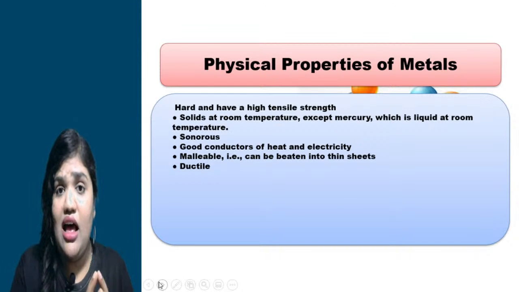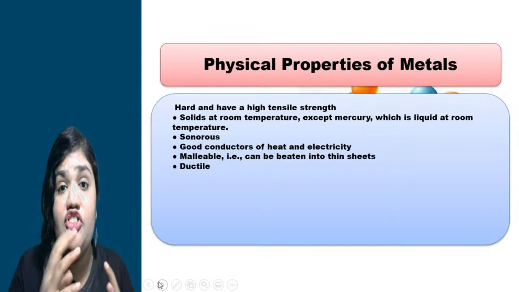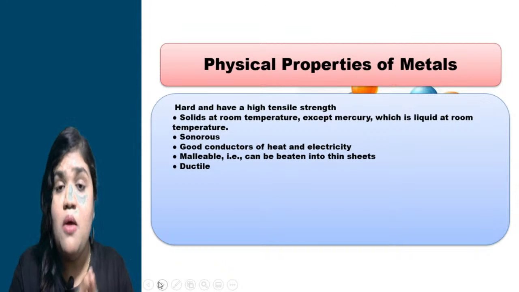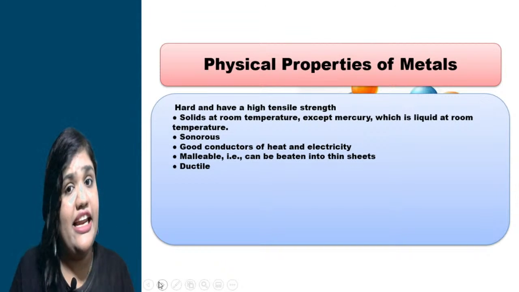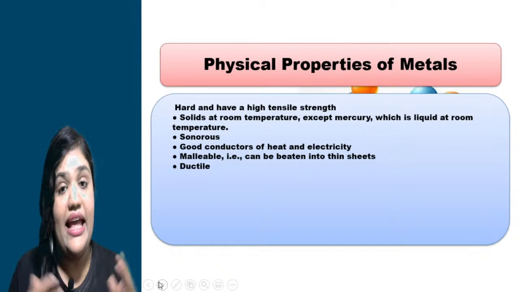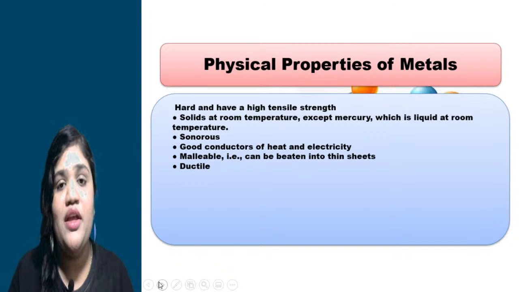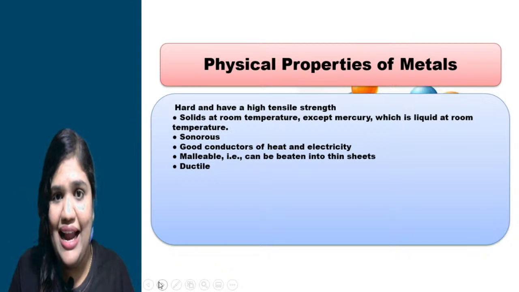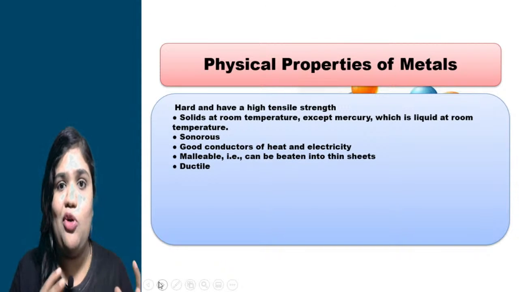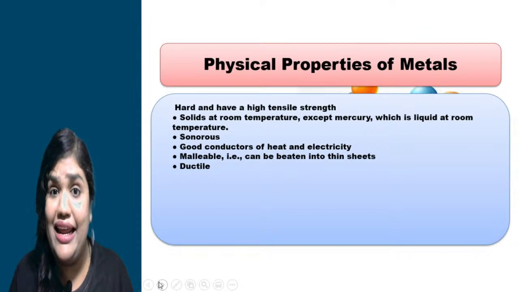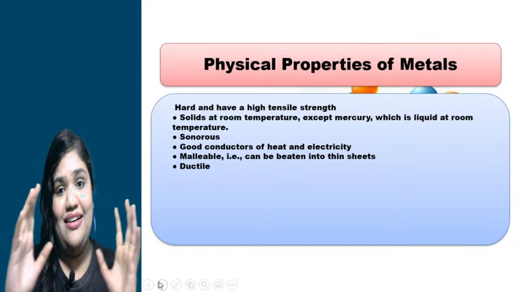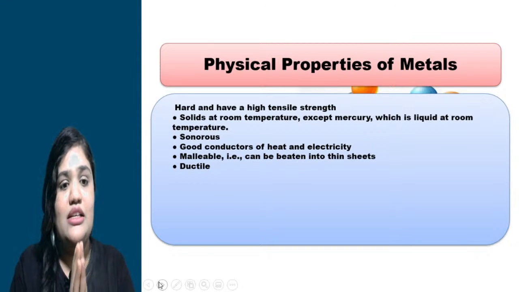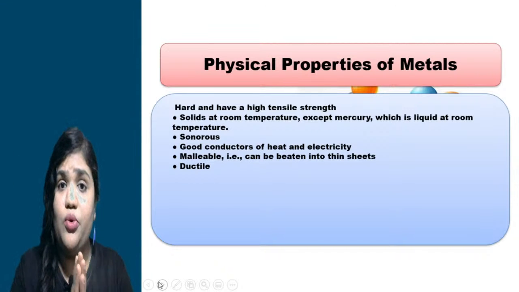Mostly metals are grey or silverish in color. But there are exceptional cases also. Yes, obviously you know that gold and copper are also metals, but they do not appear silver or grey in color, right? So the color is different for those. So as I have told you, there are some exceptional cases also.